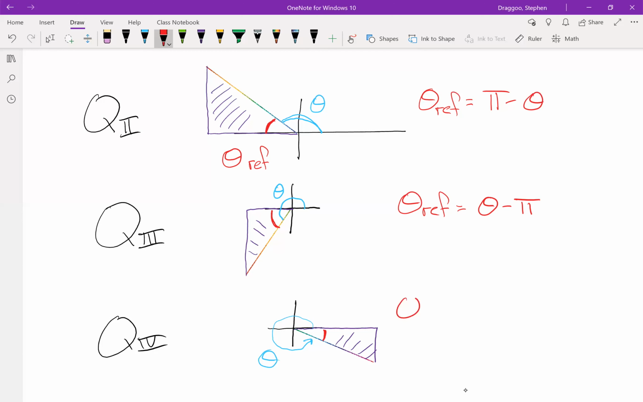And in quadrant 4, that reference angle makes up the difference between a complete circle and my angle theta that's given. So 2 pi minus theta. Lastly, if we're in quadrant 1, the reference angle is just equal to theta.